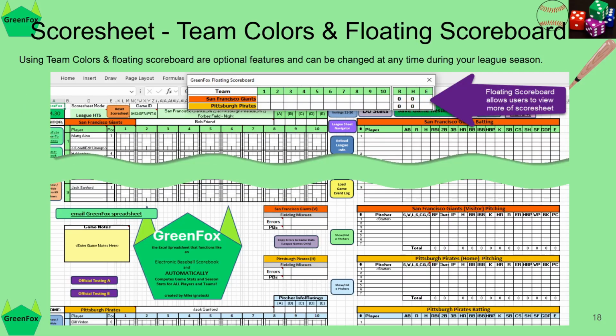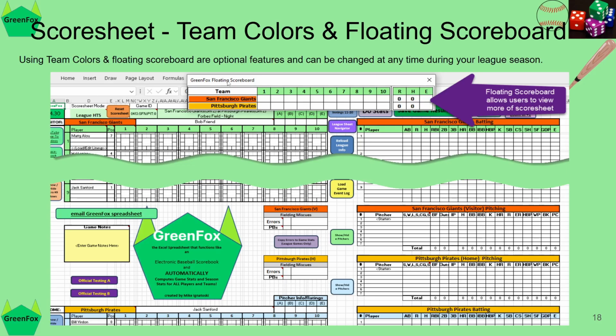Another score sheet feature, which is optional again, and can be changed anytime during your season. These couple things are the team colors and the floating scoreboard. So you can see here, I made the Pirates and the Giants have their standard or common colors. And it doesn't do anything other than make your score sheet look cooler, I guess. But it gives it a little more pop or bling, or it just looks better, I'll say that.